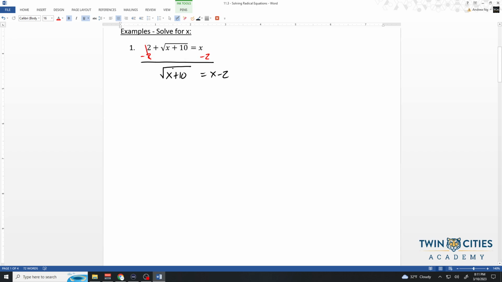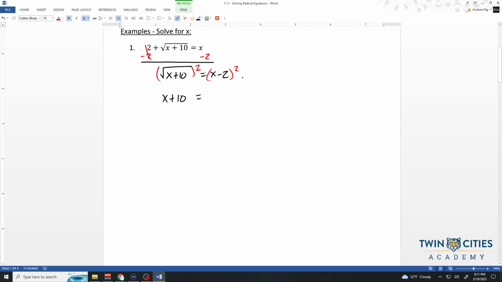Next, now that I've got this isolated, I'm going to bring both sides to the power of 2 since this is a square root. So I'll square both sides. Over on the left, I'll have the square root of x plus 10 squared. So square root of something squared is that something. This will be x plus 10.